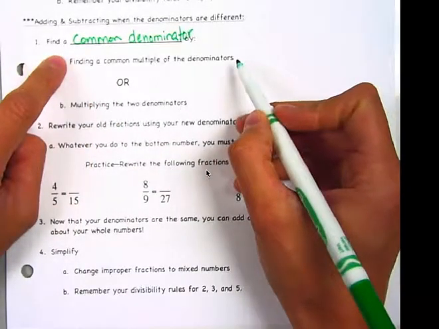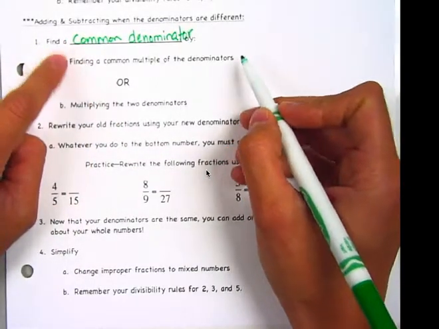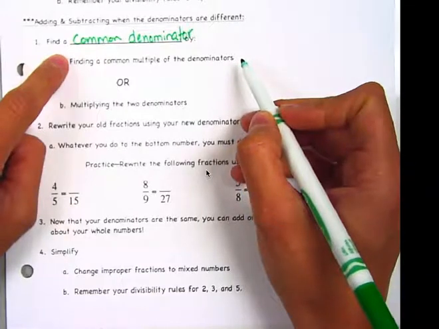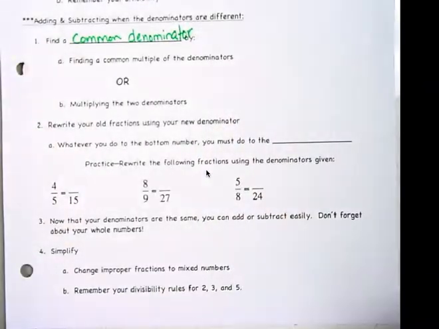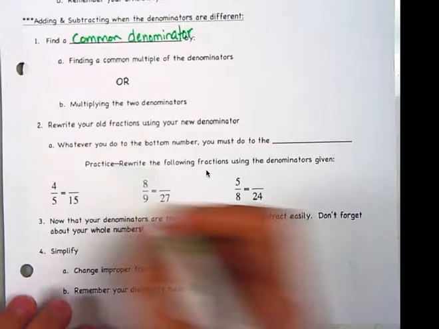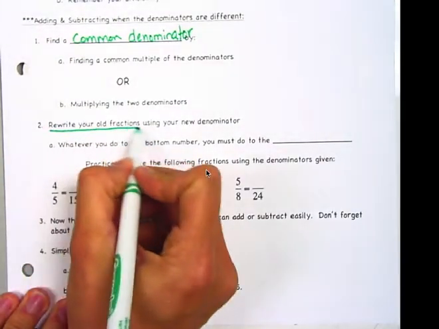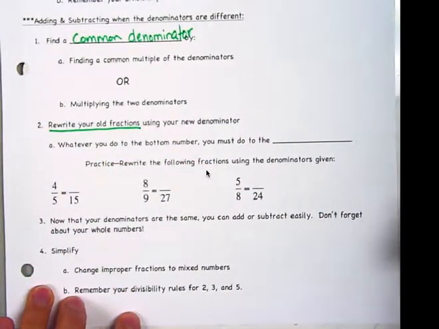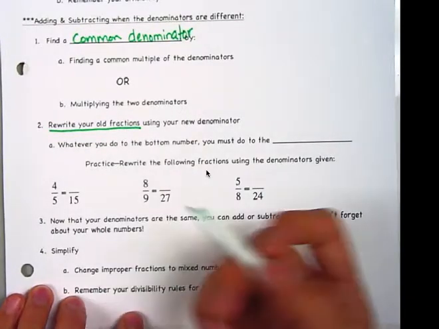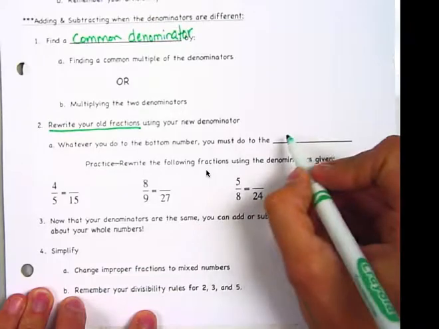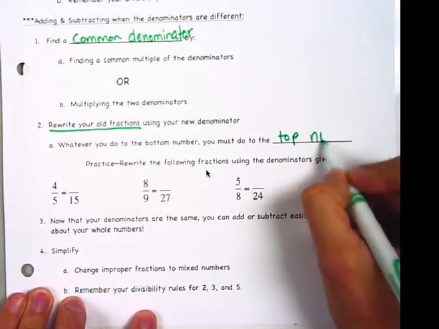You can use your multiplication chart to help you find the least common multiple for two numbers, and that will always get you the least common denominator. Once you've found that, it's important to rewrite your old fractions using your new denominator. If your denominator changes, your numerator has to change too. And you do this by doing whatever you do to the bottom number, you also have to do to the top number.